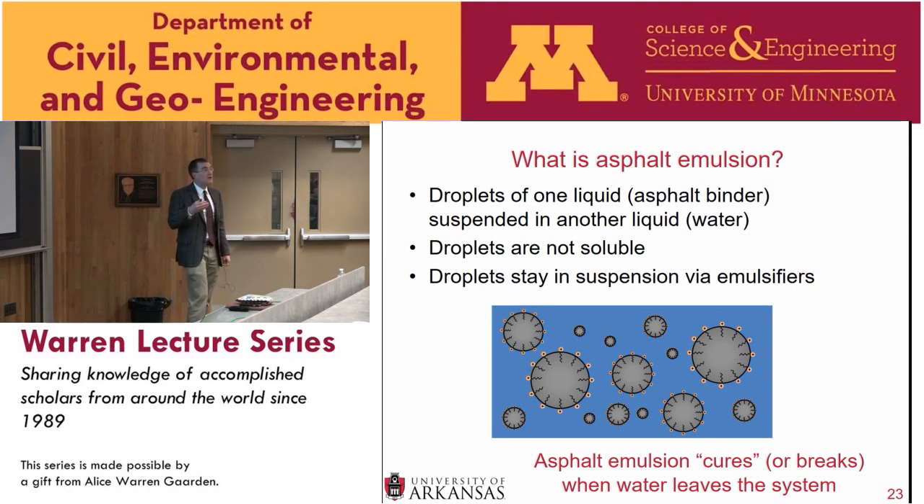So what we depend on with asphalt emulsions is to remove that water from the asphalt emulsion, and all that's left is the asphalt binder. So you get the same result at the end, it's just a different way of delivering the asphalt binder. And when we remove that water, we call that emulsion curing or breaking. So an asphalt emulsion can cure or an asphalt emulsion can break, and those both mean the same thing. The water is leaving the system.